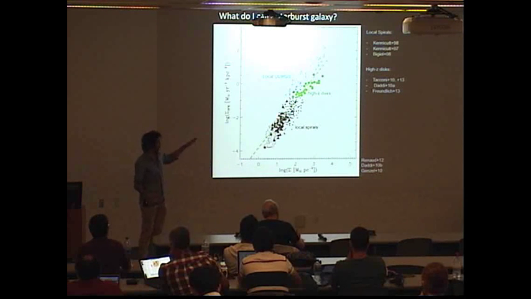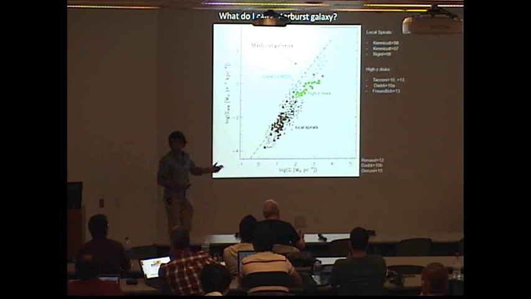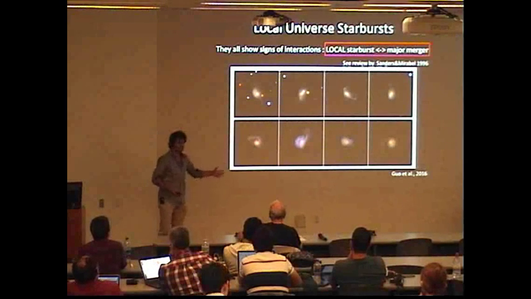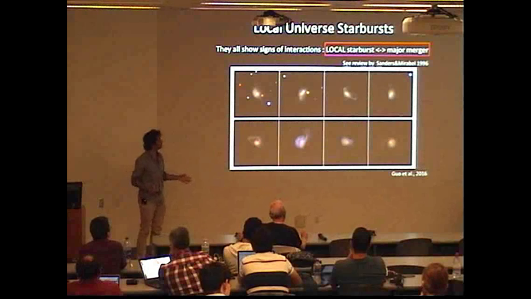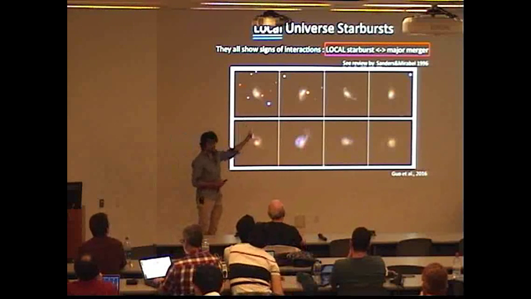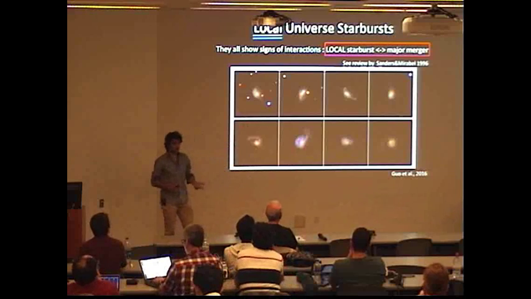But you have outliers that are offset from this relation, that have a higher SFR than what we expect from their gas distribution. They are on the other sequence, and that's what I call starburst galaxies. If we look closely at those starburst galaxies, we see that they all show signs of interactions. So there is kind of an equivalence between a local starburst and a major merger. Here I'm emphasizing that it's local, because if we look at higher redshifts, it's not the case.